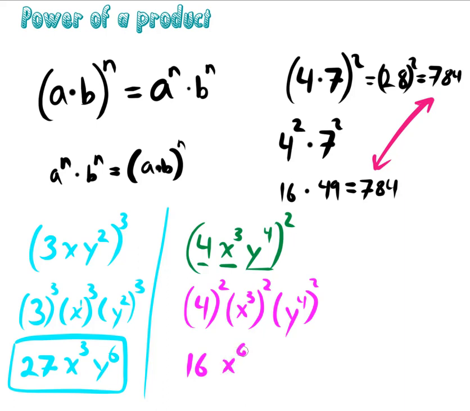My brain just had a serious meltdown. Y to the 4th squared is going to be y to the 8th. Yes, it even happens to algebra teachers. So this right here is my final answer.